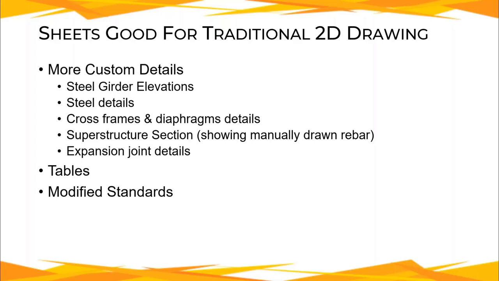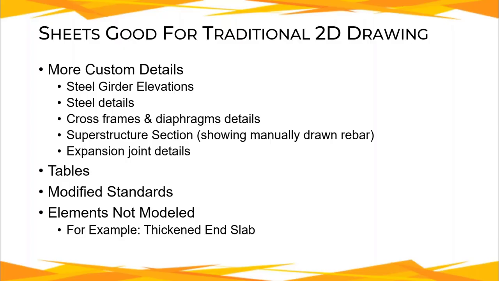Modified standards, that's going to be another one that you're not going to be taking the time to model something like that and cut sections from the model. Just take the standard DGNs, modify them as needed, and throw them in the back of your plan set and call it a day.